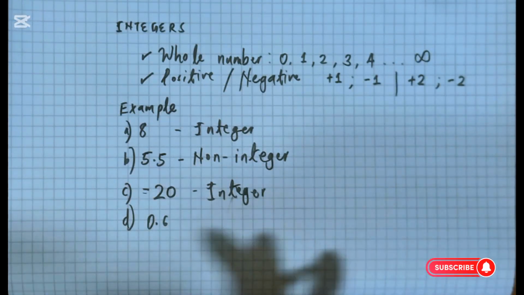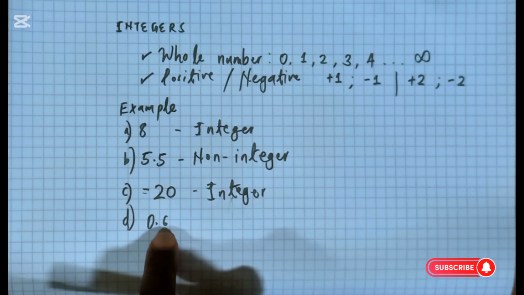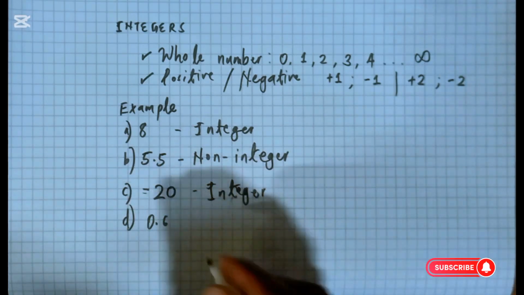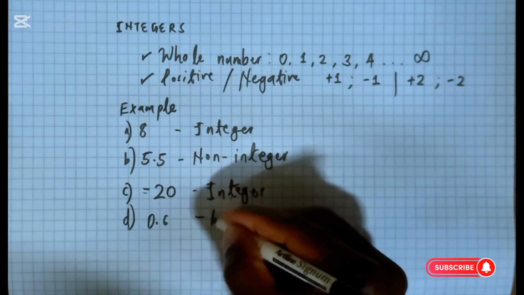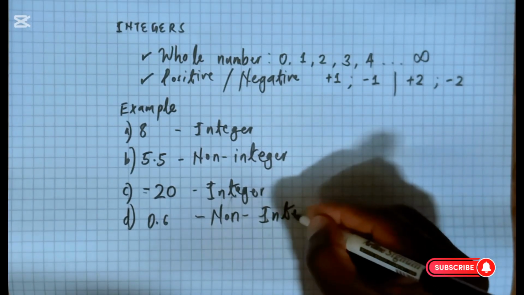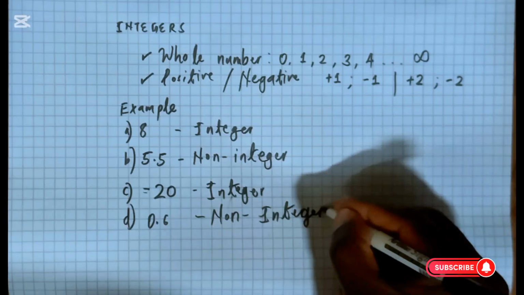0.6 is not an integer. The reason is because it has a decimal fraction, that is 0.6. So therefore 0.6 becomes a non-integer. Why? Because it has a decimal fraction.